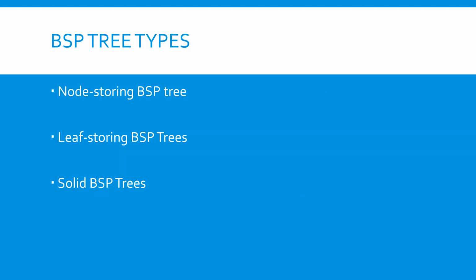And the BSP tree has different types. One is the node storing BSP tree, one is the leaf storing BSP tree, and the third one is the solid BSP tree, or solid leaf BSP tree. These two are very useful in the real world. This one is not that useful, and I will explain why.